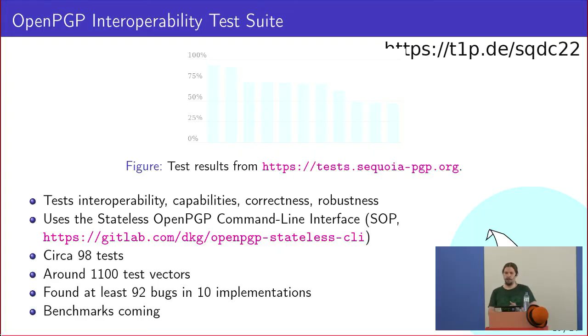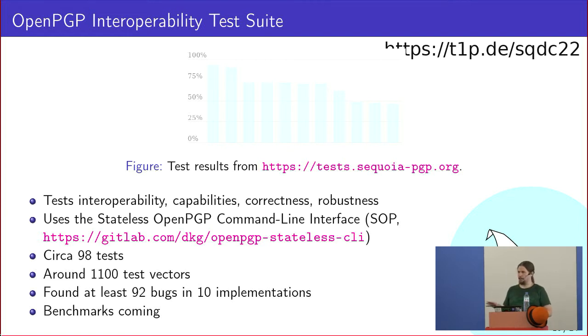We have the OpenPGP Interoperability Test Suite. It tests interoperability, capabilities, correctness, and robustness of different PGP implementations. It does so by leveraging the Stateless OpenPGP interface, which is maintained and developed by DKG, and it allows us to plug different implementations into the test suite. Currently, there are around 99 tests, and all in all, we currently feed around 1,100 artifacts into every implementation and see how it performs.